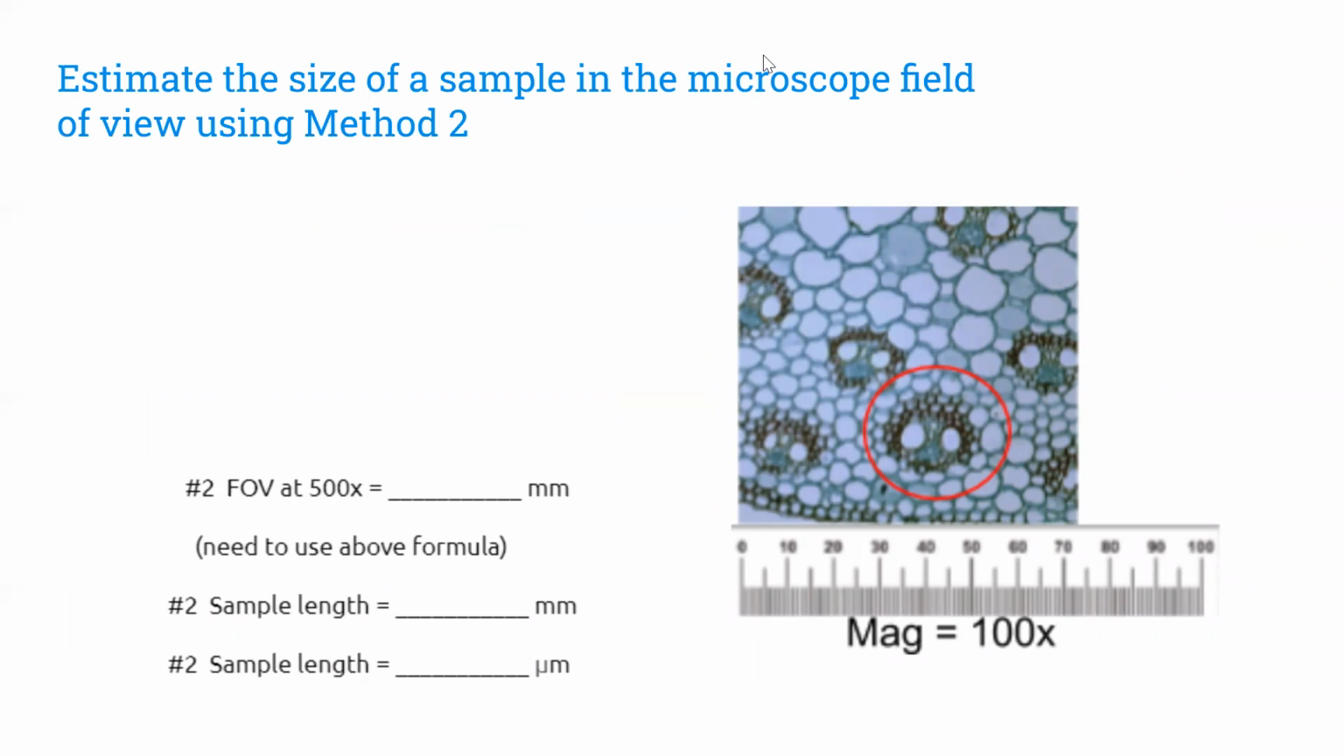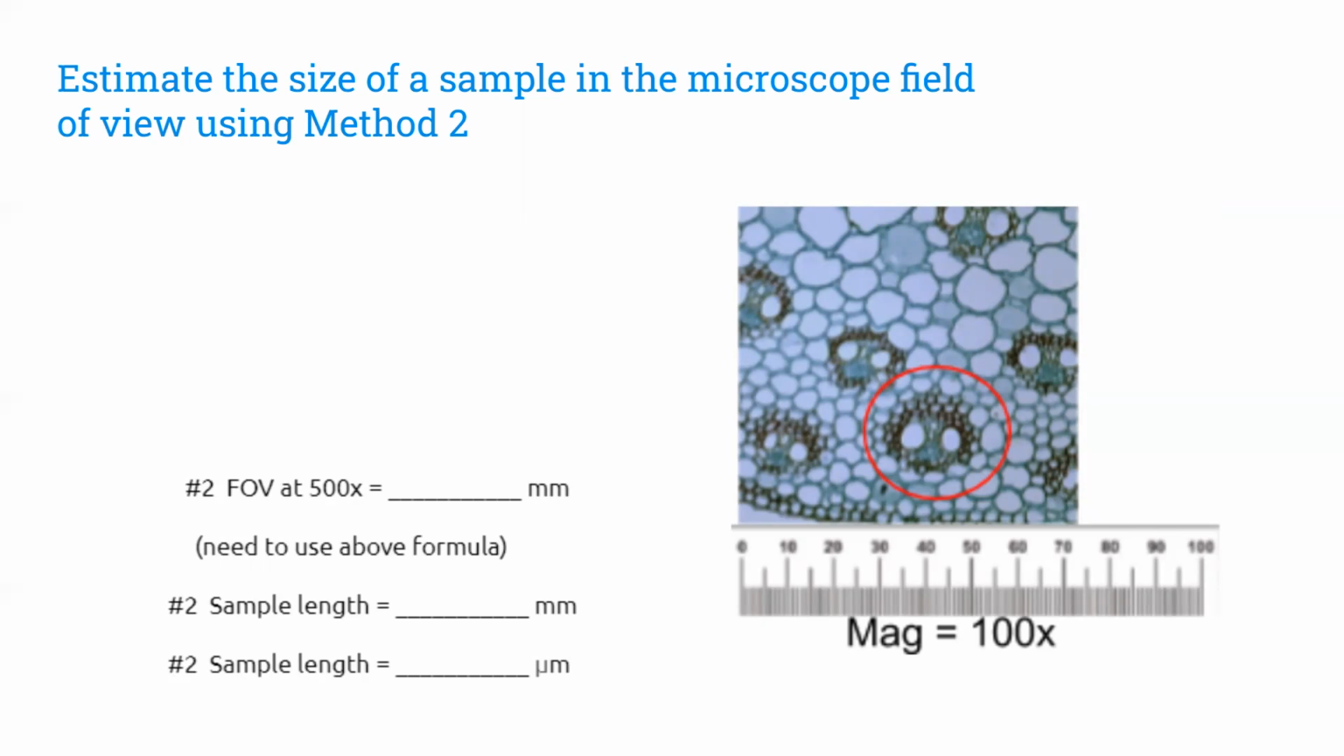Okay, so first step, we needed to figure out what the FOV at high power is. Yes, but in order to get that, we need the field of view at low power, right? So our field of view at low power would be definitely more than 70. I'll go 73. So 73 millimeters times 100 over 500.